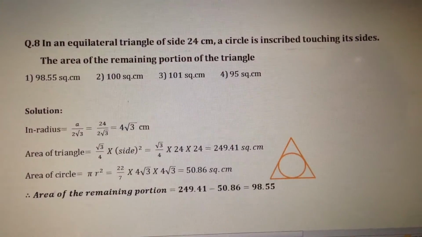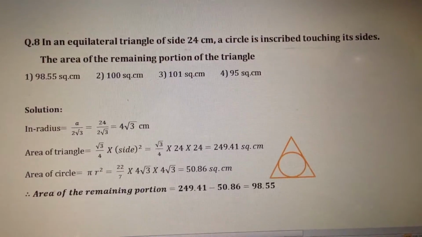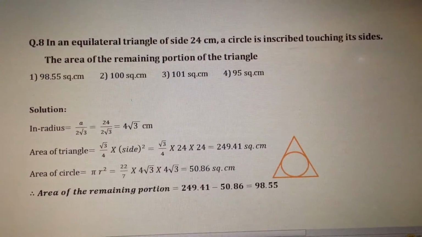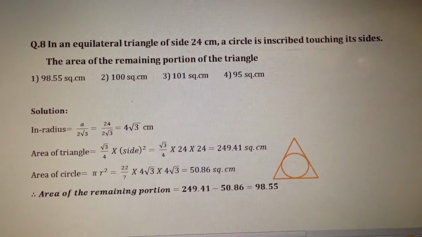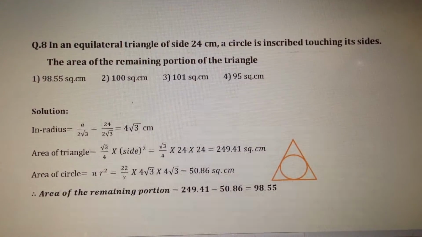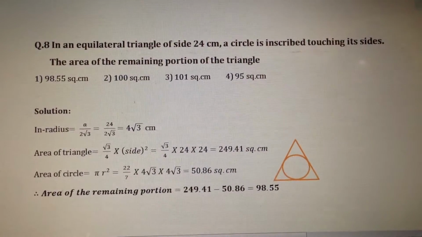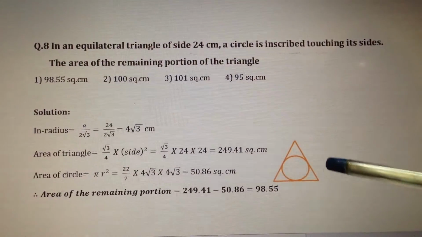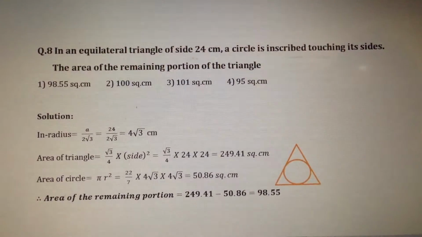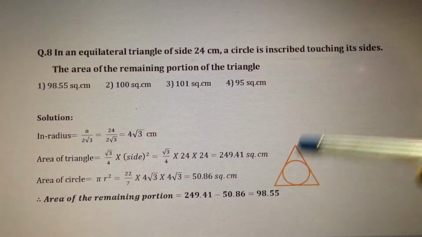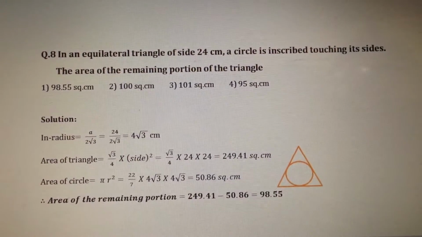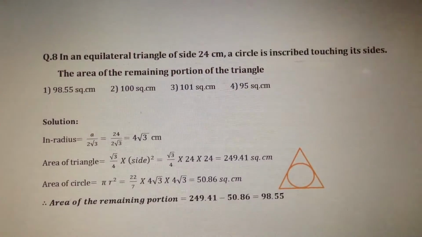Next question. In an equilateral triangle of side 24 centimeters, a circle is inscribed touching its sides. Find the area of the remaining portion of the triangle. Here, this is a triangle and this is a circle inscribed in the triangle. And the side of the triangle is given as 24 centimeters.